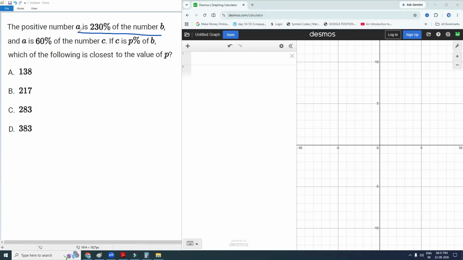Okay, now let me consider this stuff. That is, A is equal to 230% of B. Let me consider this one. That is, A is equal to 60% of C. Now let's consider this one. That is, C is equal to P% of B. Now we have three equations.